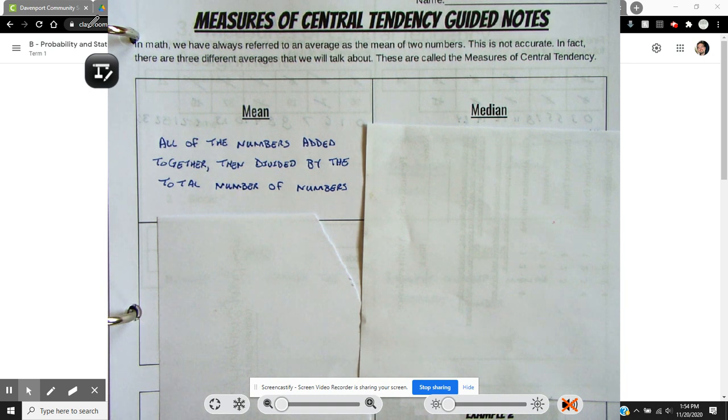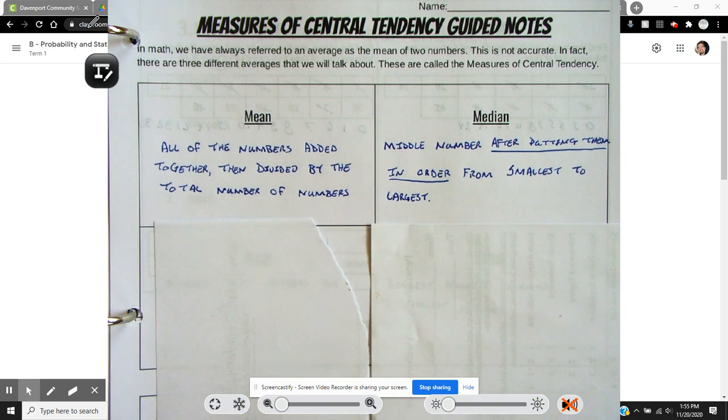The second type of average that we can talk about is median. Median is the middle number after we put them in order from the smallest number to the largest number. And by putting them in order from the smallest number to the largest number, that will help us find our range. But in our median, if we have a middle number, that is our median. But if we have two numbers that are in the middle, kind of tied, we would need to add them together and divide by 2.